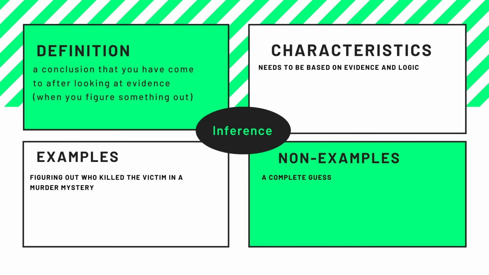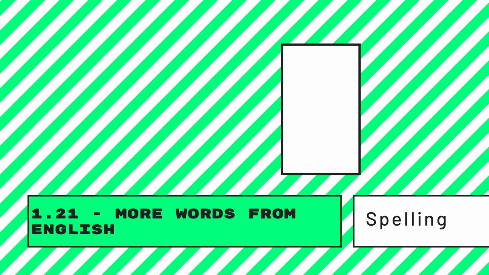Fabulous. And now we are moving on to our spellings. So today I'm going to want you to spell interpretation, adaptation, and inference. So let's start with interpretation. And adaptation. And inference.